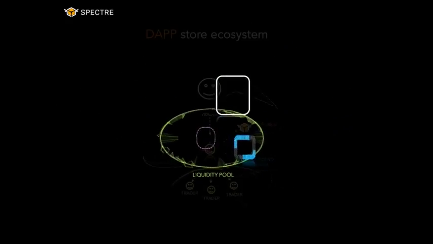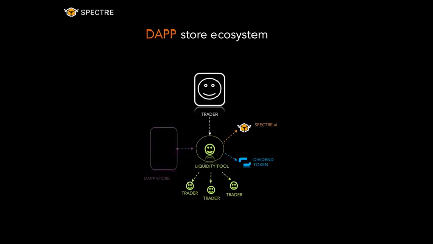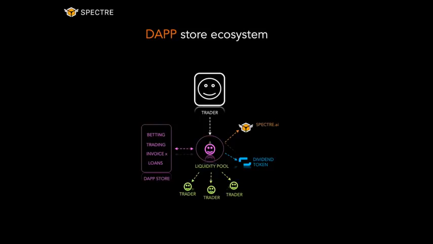This special liquidity pool also plugs into our dApp store. This is an ecosystem similar to the iTunes App Store by Apple, which allows developers to create a range of apps, from betting, invoice factoring, to insurance, to other financial applications, all of which can become net contributors to the liquidity pool in time, and thus drivers of Spectre.ai and dividend and utility token value.